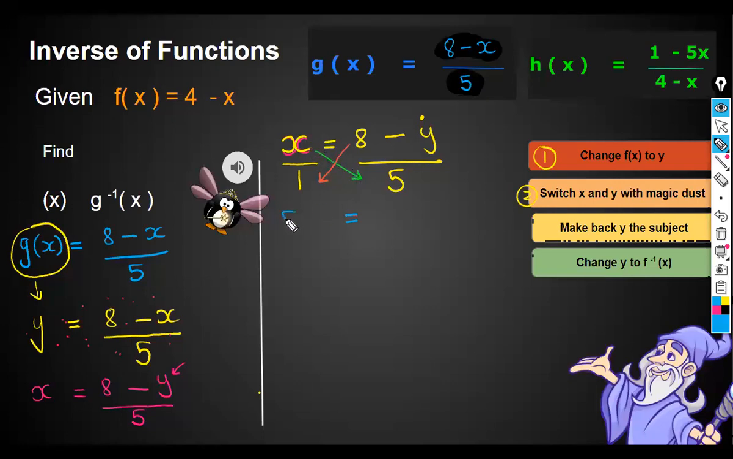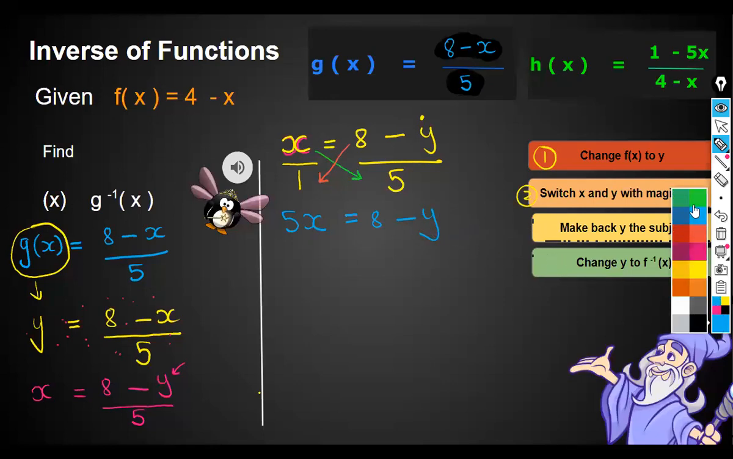X by 5 is 5x. And then we do what? The red diagonal. Well, lucky for us, anything multiplied by 1 is itself, 8 minus y. When we multiply by 1, we will get itself. We know that from primary school, right? When you multiply anything by 1, you get back itself. Right. So next, we want to make back who the subject, y. That's the last step, right? We have to make back y the subject.